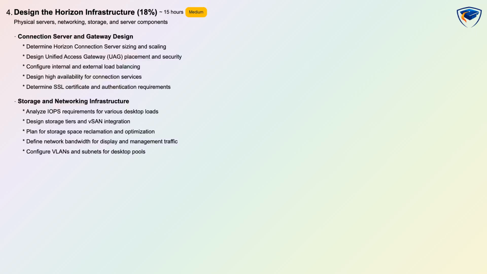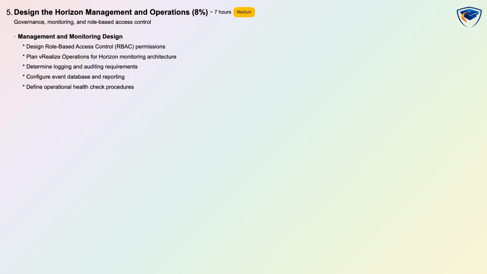workloads. Design the Horizon management and operations domain is 8%, medium difficulty, and estimated at 7 hours of study with scenario-based assessment. You will design role-based access control and permissions, plan vRealize Operations for Horizon monitoring and alerts, determine logging and auditing requirements, and configure the event database and reporting. You will also define operational health checks and runbooks so teams can maintain service levels and respond to incidents effectively.